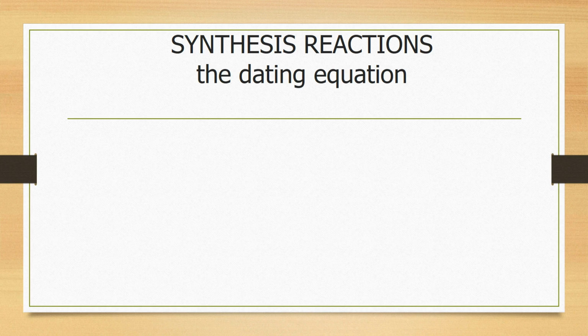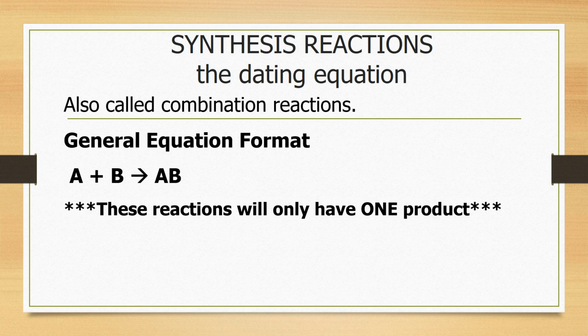All right. So the dating equation, the synthesis reaction. Synthesis is sometimes called combination. I think in Active, it shows you both names at the same time, giving you a choice of synthesis or combination. But the general format for a synthesis reaction is you have element A plus element B reacts to form compound AB. So that's the reason I call this one the dating equation.